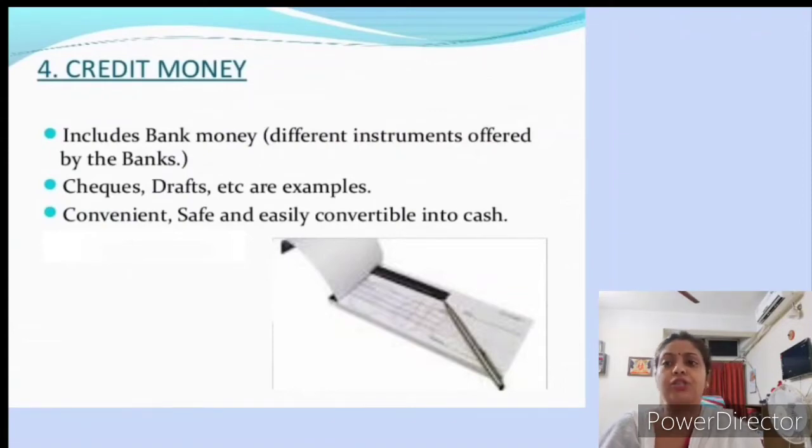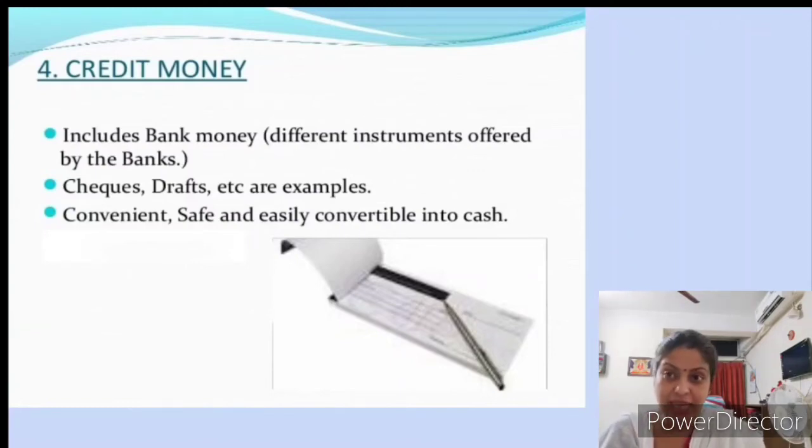Then the fourth stage of evolution of money is the credit money, the checkbook, the drafts, the various kinds of banking notes that we use, the negotiable instruments that we use, the drafts, anything of that sort, that is known as the credit money. It includes bank money, anything that, when you go to the bank and you deposit money, you take out money, everything comes under credit money.